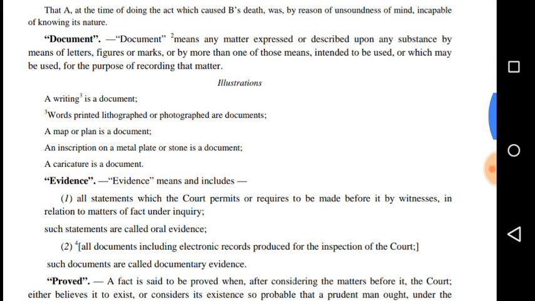After that, we are going to read the definition of document. Document means any matter expressed or described upon any substance by means of letters, figures, or marks, or by more than one of those means, intended to be used or which may be used for the purpose of recording that matter. So what is the meaning of the document? Any matter expressed or described. Matter means subject matter. That matter may be expressed or described upon any substance by means of letters, figures, or marks, or by more than one of those means intended to be used.